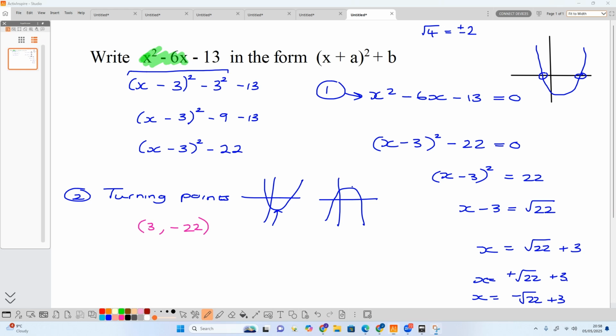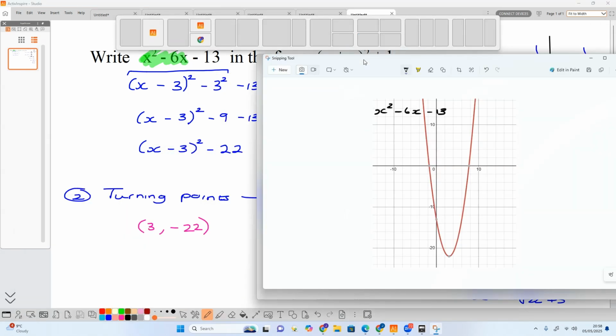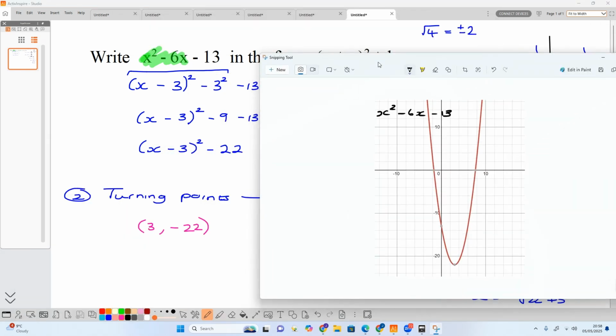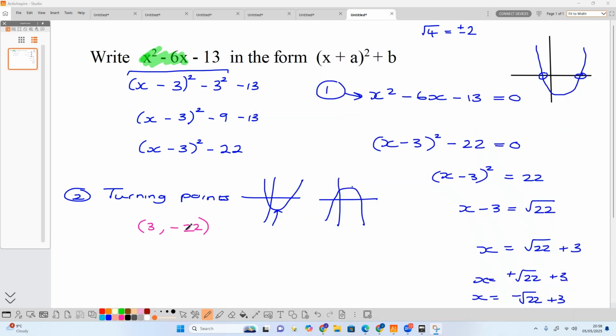Okay, just to show you that, if I've got the graph just here, so this is the graph of x squared minus 6x minus 13, and there you can see your turning point. Look, at the point here, this is the coordinate 3, negative 22, and it's only when it's in that completed square format that it makes it really easy to see that. Okay, hope that helps.